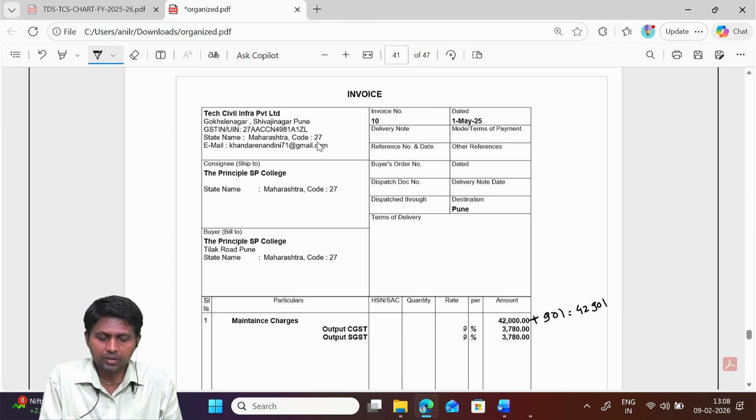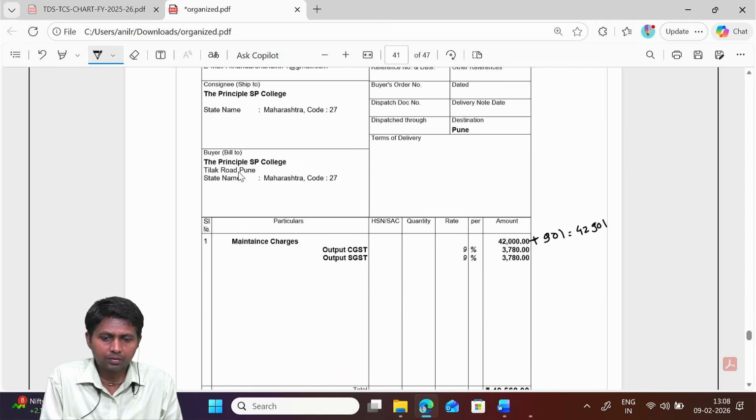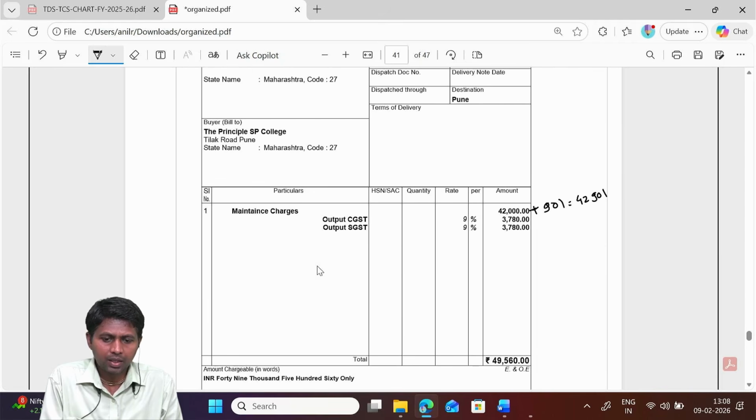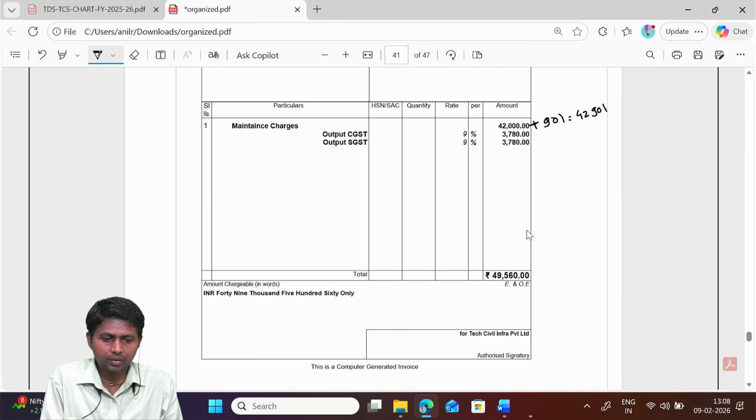Tech Infra is in Pune, in Maharashtra, and then after that bill is given to SP College. This bill is about the maintenance charges. Generally, we give maintenance contract. That means what? This will fall under payment to contractor section. Okay, then GST is applicable, GST amount and final amount. Okay, after reading this, just focus on the particulars.